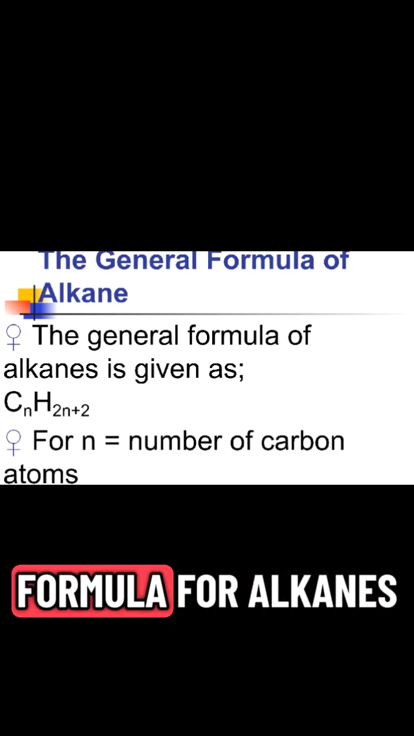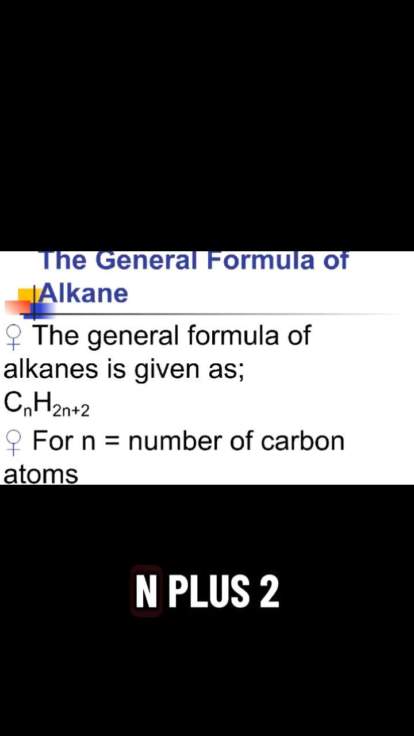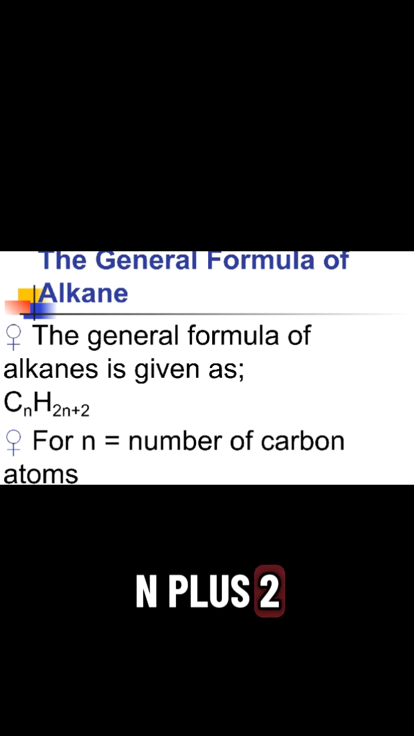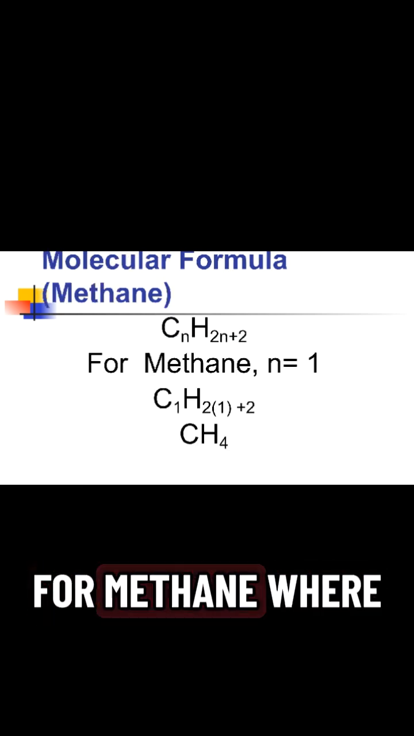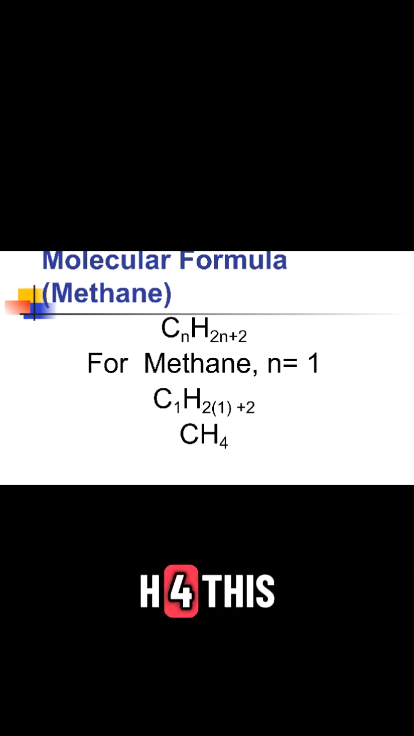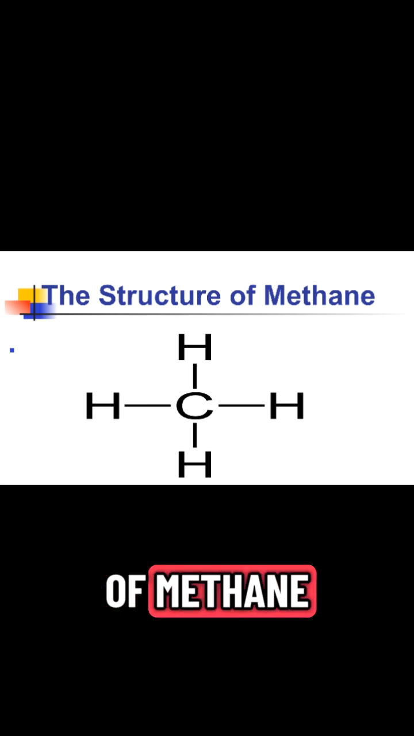The general formula for alkanes is CnH2n+2, where n is the number of carbon atoms and 2n+2 is the number of hydrogen atoms. For methane, where n equals 1, the molecular formula is CH4. This is the structure of methane.